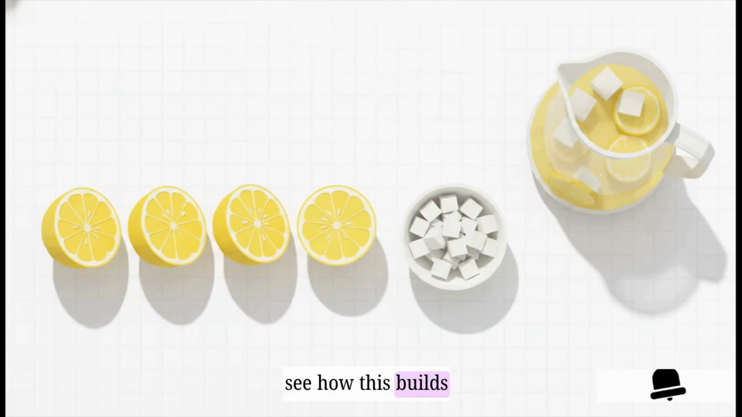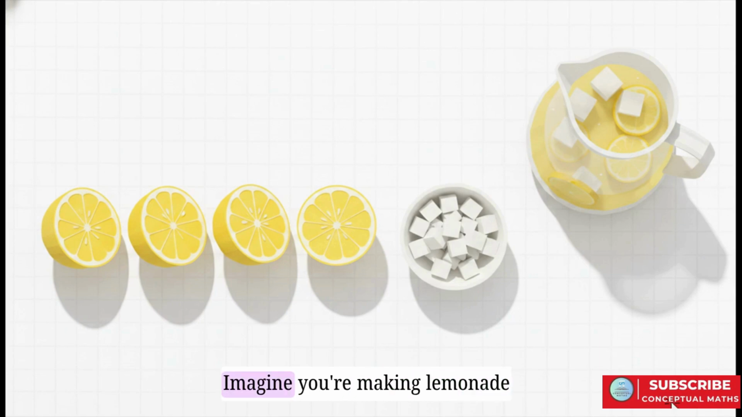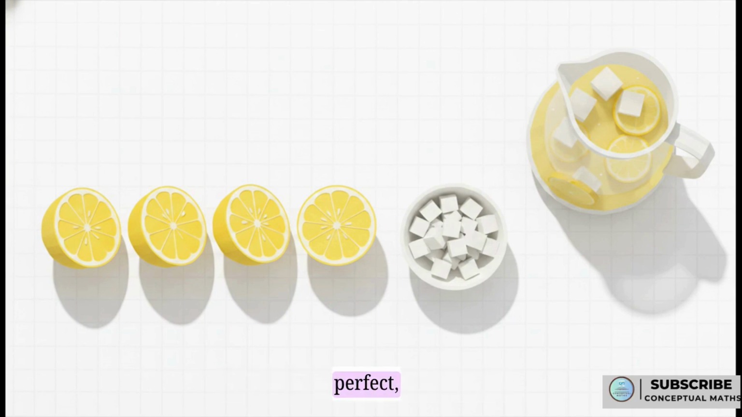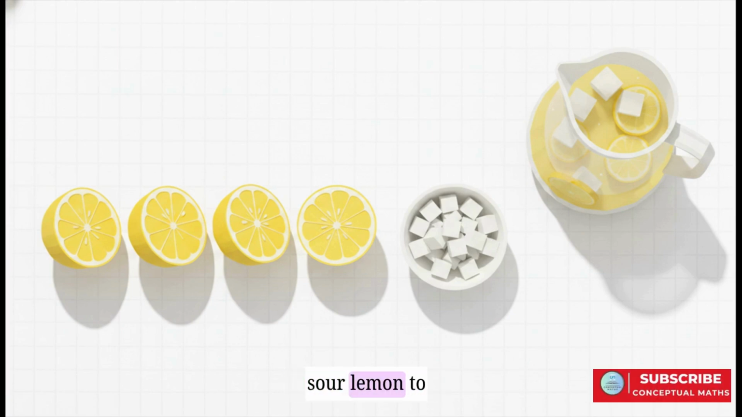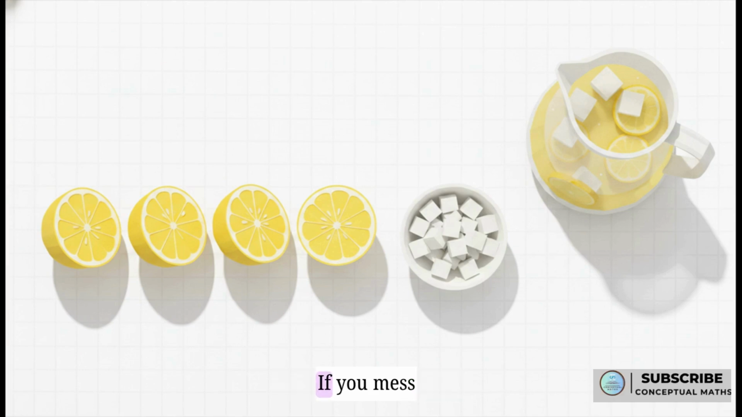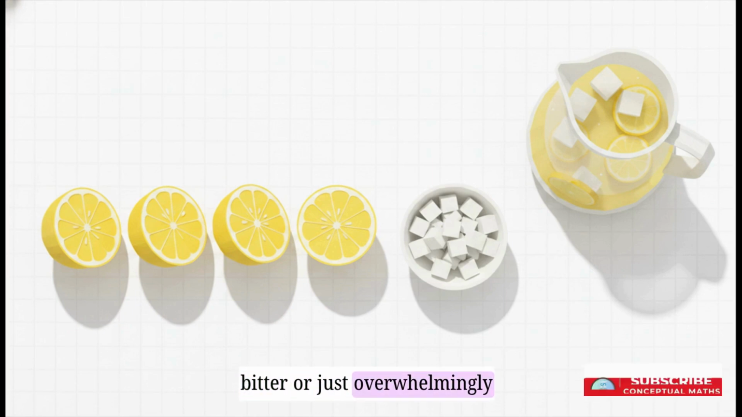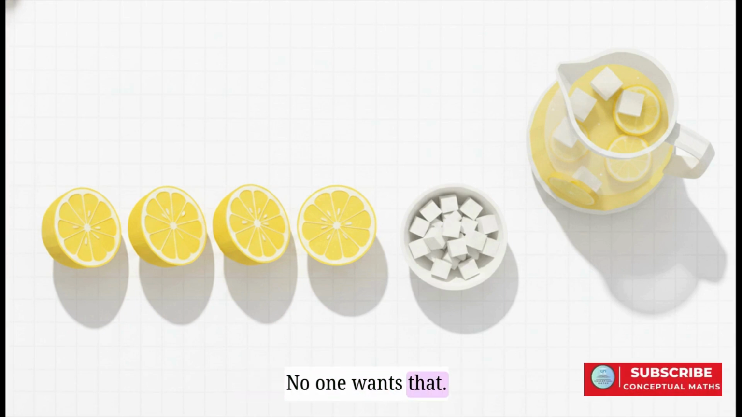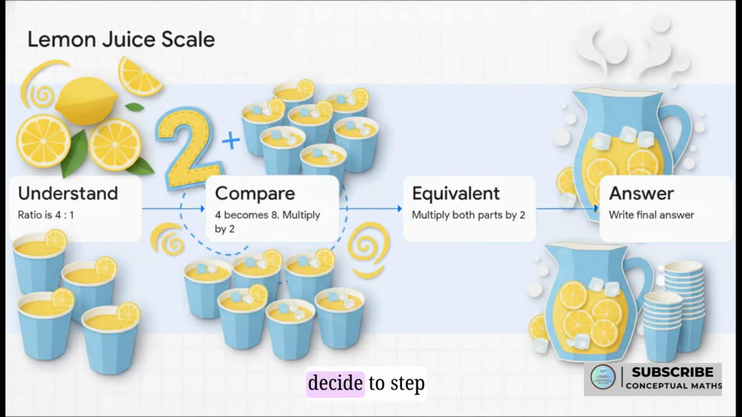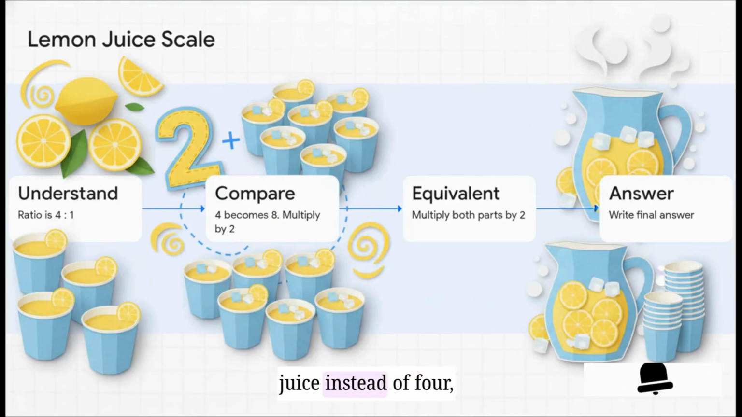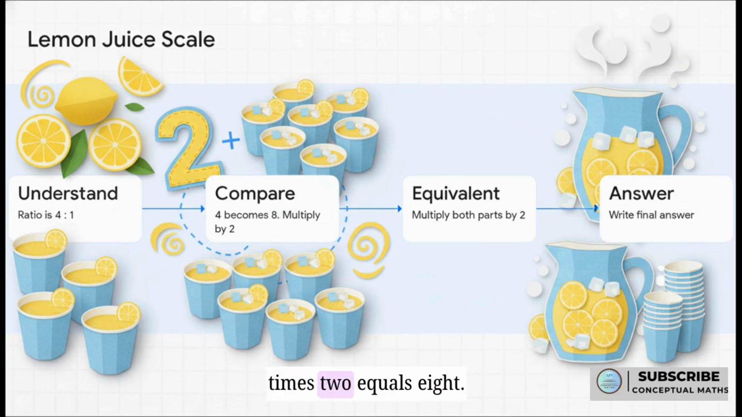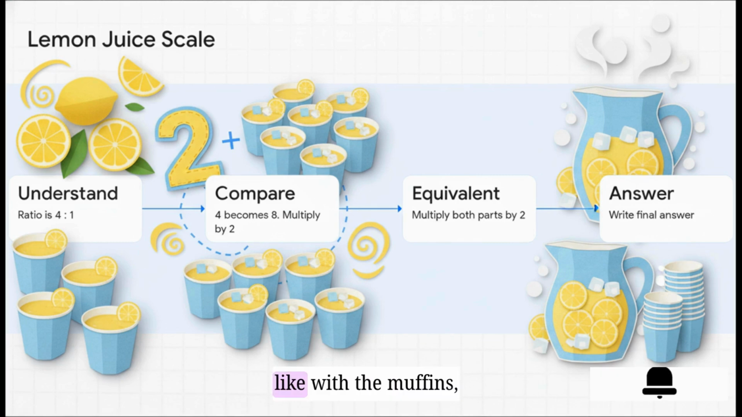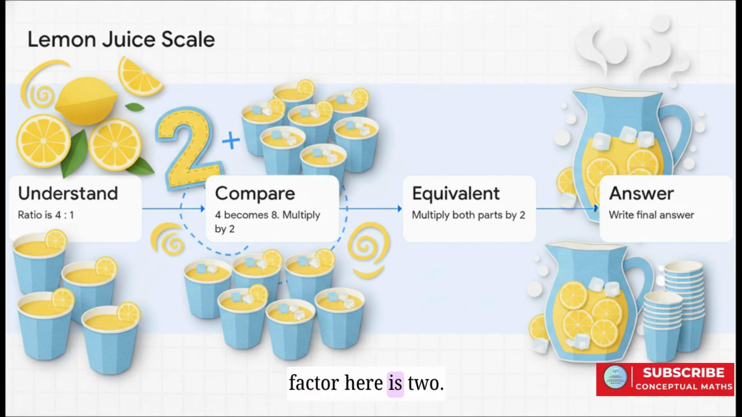Okay, let's see how this builds with another kitchen challenge. Imagine you're making lemonade with a strict, perfect-tasting lemon juice to sugar ratio of 4:1. That's 4 parts sour lemon to 1 part sweet sugar. If you mess up this balance, well, your lemonade is going to be incredibly bitter or just overwhelmingly sweet. No one wants that. Now, if you've got thirsty guests and decide to step up to using 8 cups of lemon juice instead of 4, we need to find our multiplier. We just recognize that 4 times 2 equals 8. So, just like with the muffins, our scaling factor here is 2.